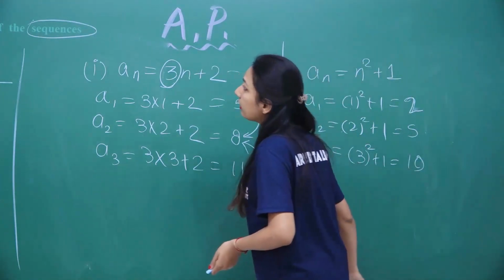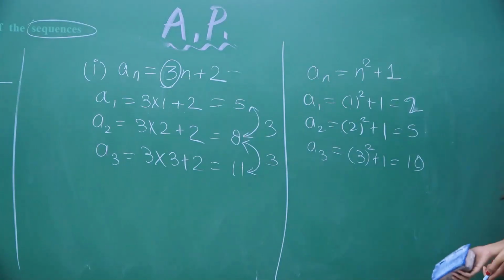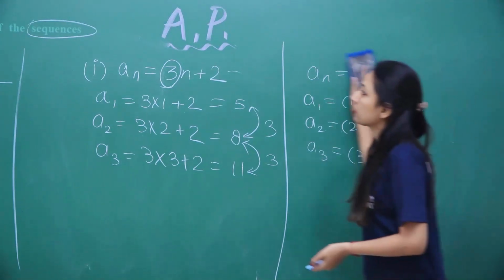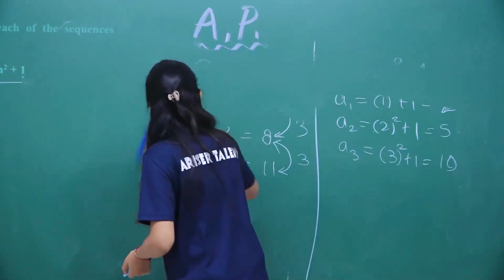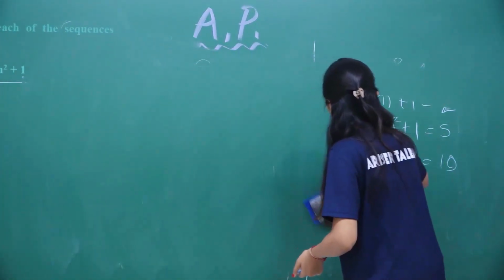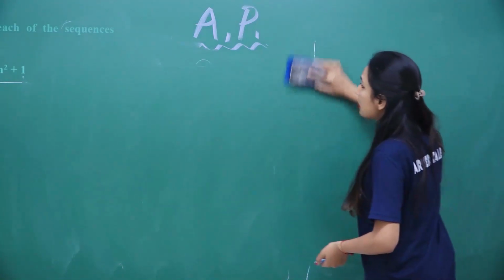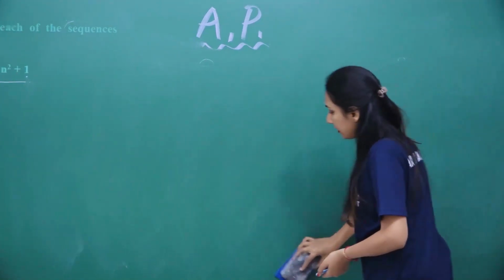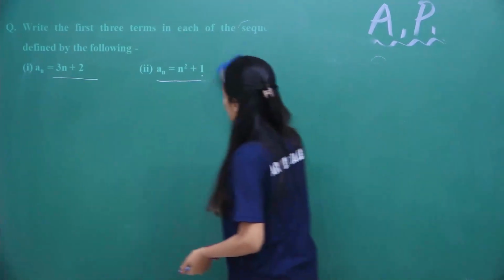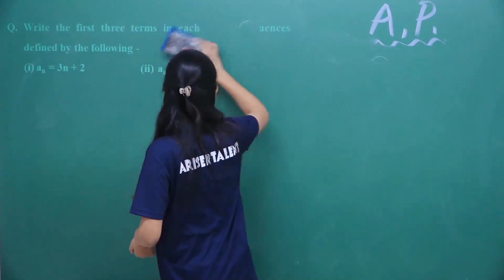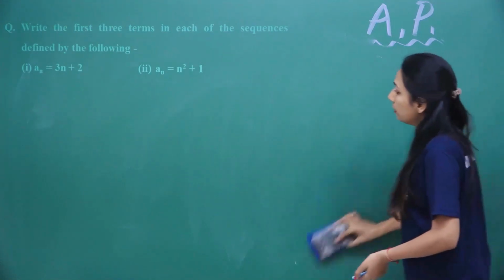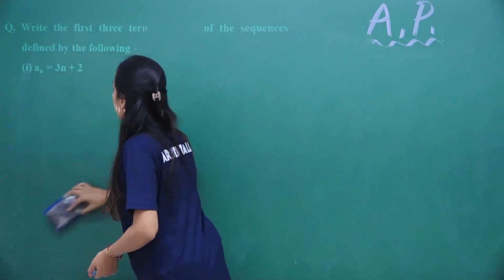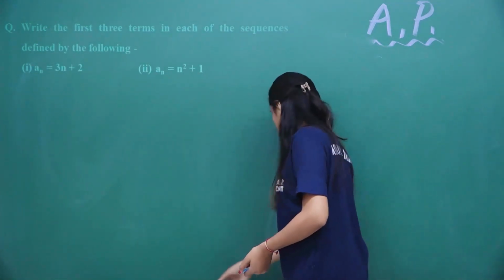Okay, so note this. If the question was something like, identify which of the following is an AP, you can just tick the first one, because the second one's nth term is not a linear equation in n, and so you can say that this is not an AP, right?